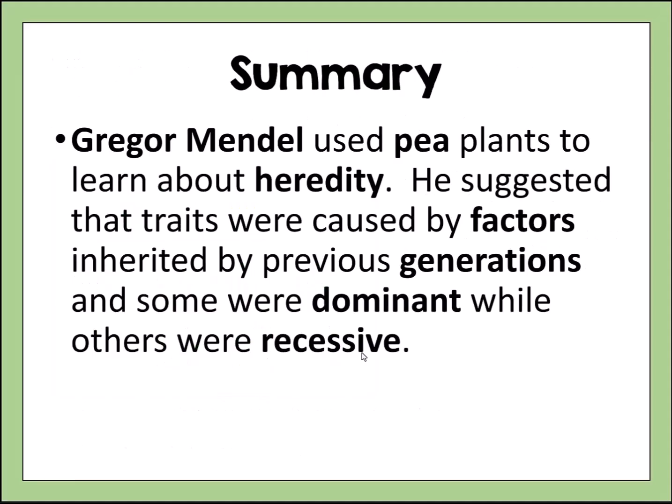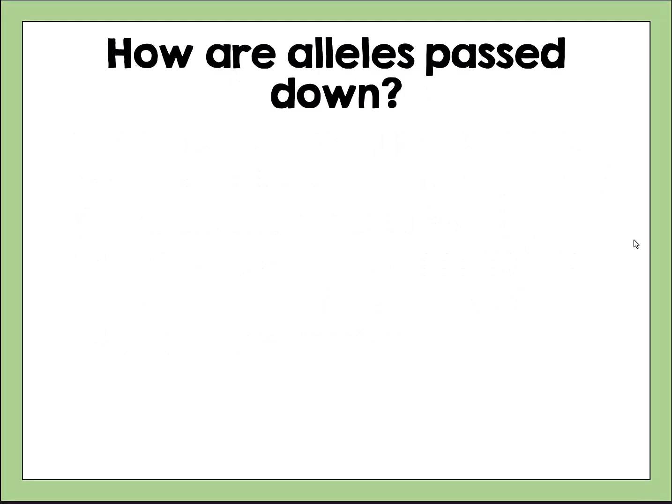In summary, Gregor Mendel used pea plants to learn about heredity. He suggested that traits were caused by factors inherited by previous generations, and some were dominant while others were recessive. Okay, so if these alleles are causing traits, then how are these alleles being passed down from one generation to the next to show the transfer of that trait through generations?